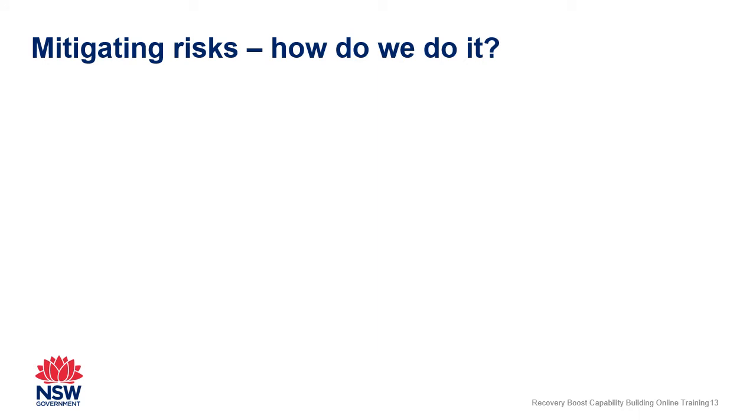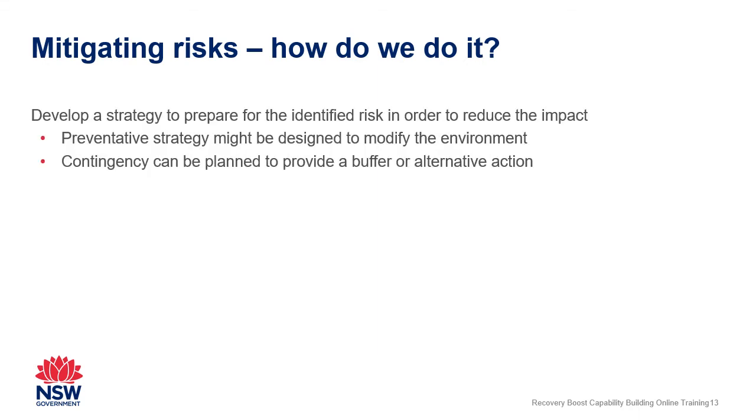How do we go about mitigating risks? Well, firstly, we develop a strategy to prepare for the identified risk in order to reduce the impact. Strategies might be preventative, which are designed to modify the environment to prevent the risk from taking place. Or it might be a contingency to plan for alternative approaches.